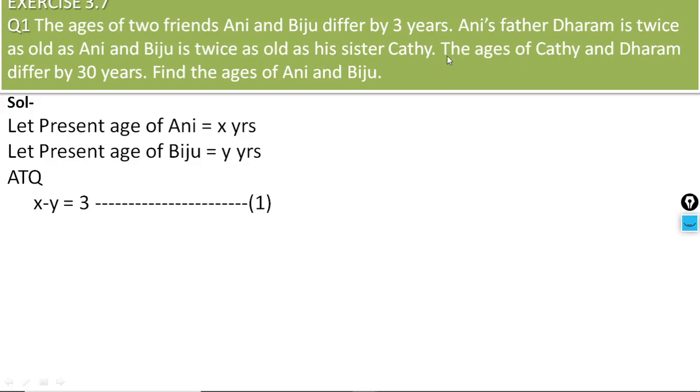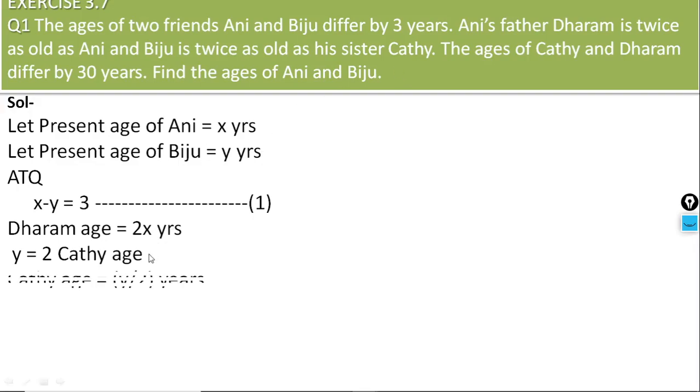Next situation: Ani's father Dharam is twice as old as Ani, and Biju is twice as old as his sister Kathy. Now in this case, we want to express Dharam's age in terms of Ani's age, that is in terms of x, and Kathy's age in terms of y. So Dharam is twice as old as Ani, means Dharam's age is 2 times x years, and Biju, that is y, is equal to 2 times Kathy's age. So Kathy's age will be equal to y upon 2 years.